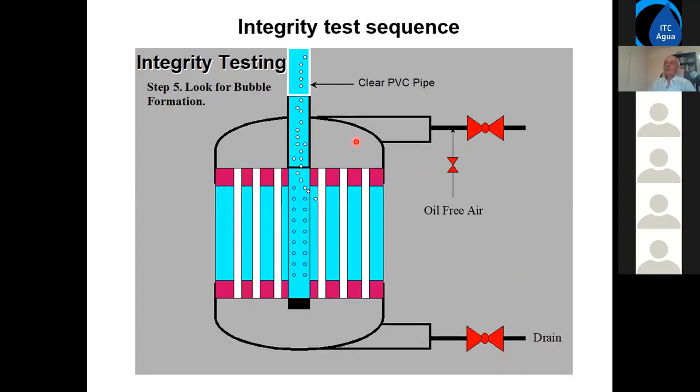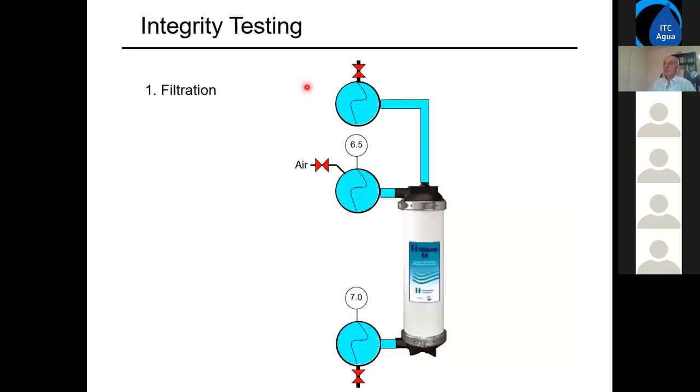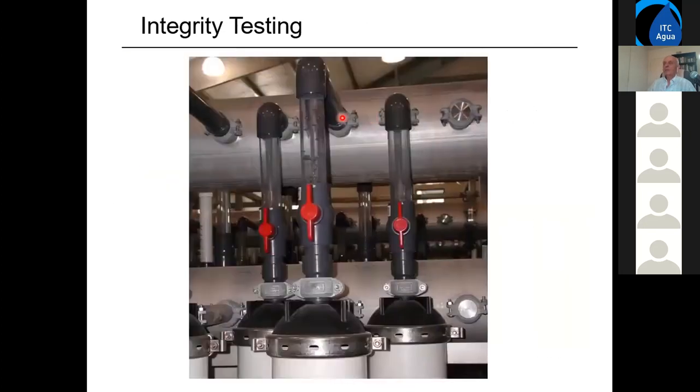So also, most of the elements have on the filtrate side a clear PVC segment which allows, if there are air bubbles, it can immediately be seen. Okay, this is just integrity testing. We'll not go through this again, but this shows the clear PVC segment with the air bubble. So I mean, this module is defective.